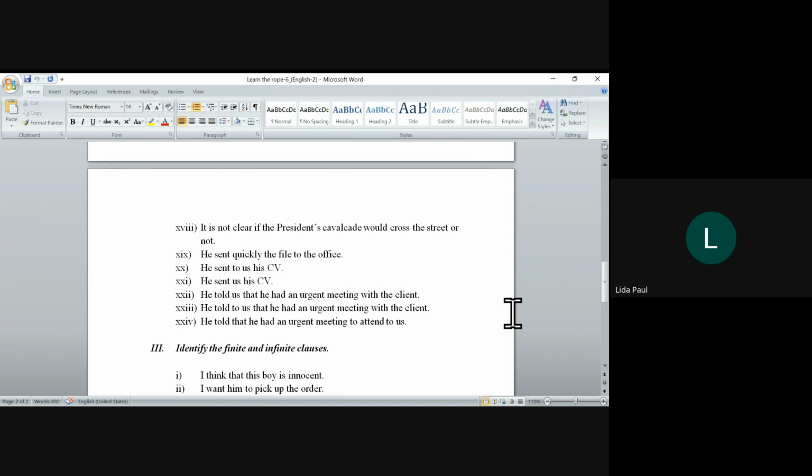He sent us his CV or he sent to us his CV? The first one feels more correct. You don't require that "to" there, right? You can simply say he sent us his CV. We use the prepositions to and for only when the indirect object is following the direct object, right? You could have said he sent his CV to us, okay? But not he sent to us his CV.